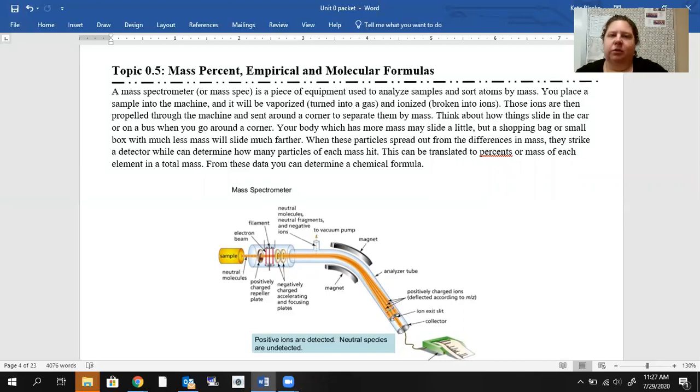So a mass spectrometer, or sometimes we call it a mass spec, is a piece of equipment that we use to figure out what an unknown is made of. There's a couple different ways to do this. One way that we'll talk about later is taking a specific element and seeing how many isotopes it has, or what the masses of those isotopes are. Another way that we're going to talk about today is identifying an unknown chemical to figure out what elements it is made of and in what ratio those elements are.